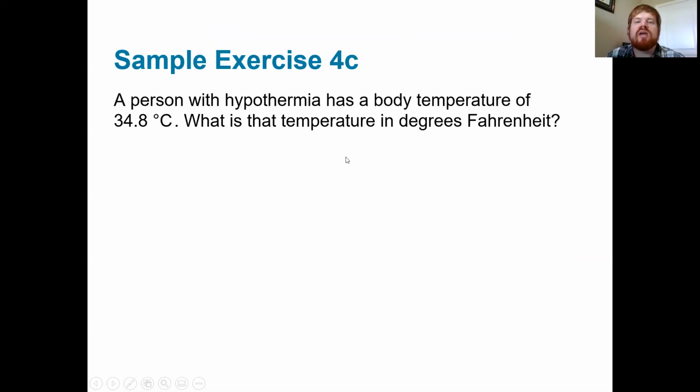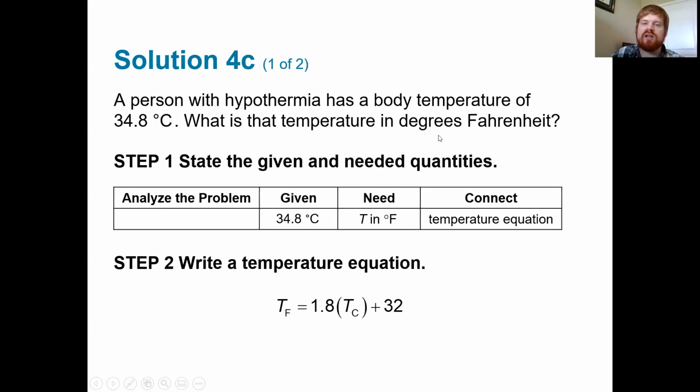Okay, so here we go. A person with hypothermia has a body temperature of 34.8 degrees Celsius. What is that temperature in degrees Fahrenheit? Well, I already told you I'm not going to ask you to convert Celsius to Fahrenheit, only Fahrenheit to Celsius. But let's go ahead and walk through this example just to make sure that we understand it.